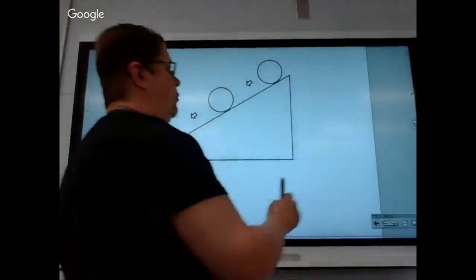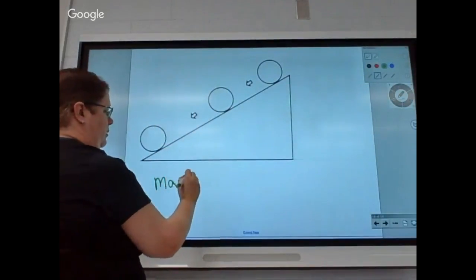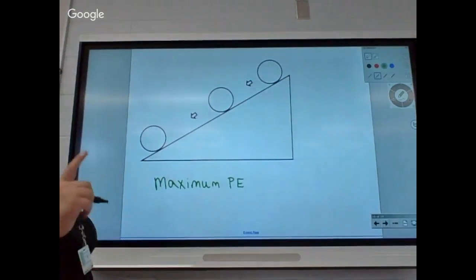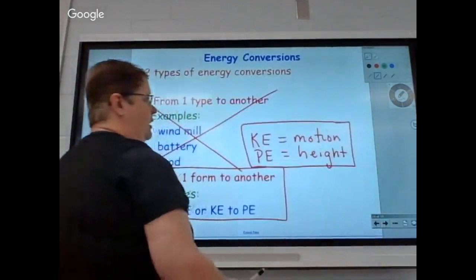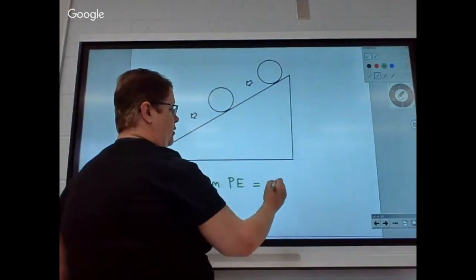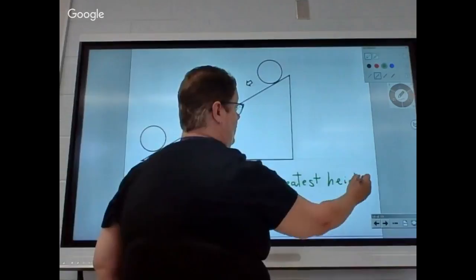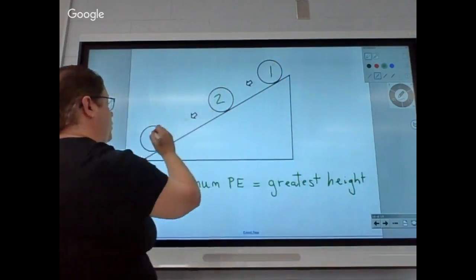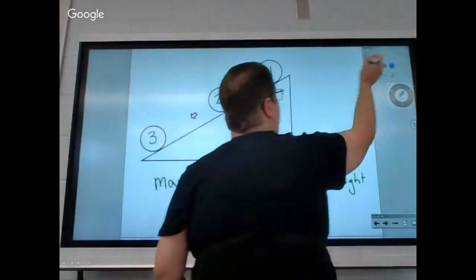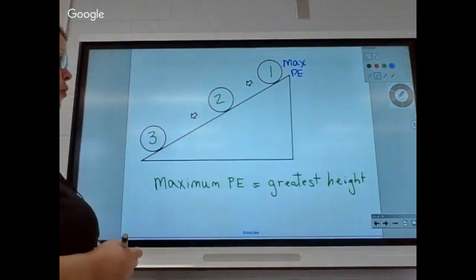Now, we want to be able to label where we have maximum potential energy. What did we say potential energy was again? Potential energy is height, right? So maximum potential energy is always the greatest height. So if we label the balls 1, 2, 3, the greatest height or greatest position is at 1. So maximum potential energy is going to be at position 1.